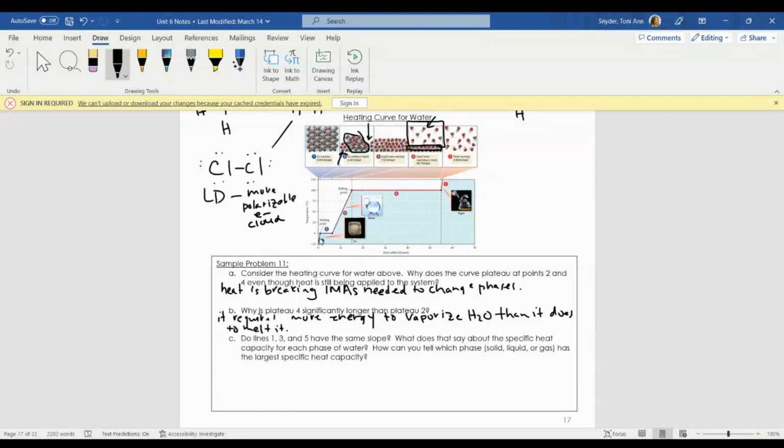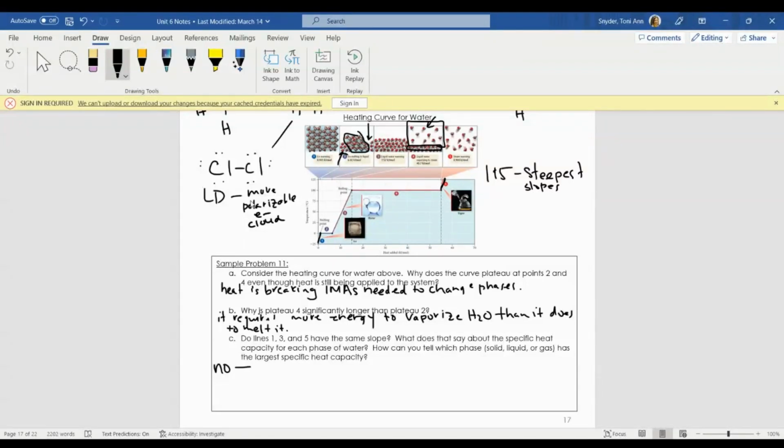Raising the temperature of ice does not take a lot of energy. If I look here, this slope is still pretty steep, but it looks a little more broad. This line is much steeper than this one. And this line also looks very steep, okay? So do they have the same slope? No. And the question is asking, what does that say about the specific heat capacity for each phase of water? Because this slope is very steep and this slope is very steep. So we'll say 1 and 5 have the steepest slopes.